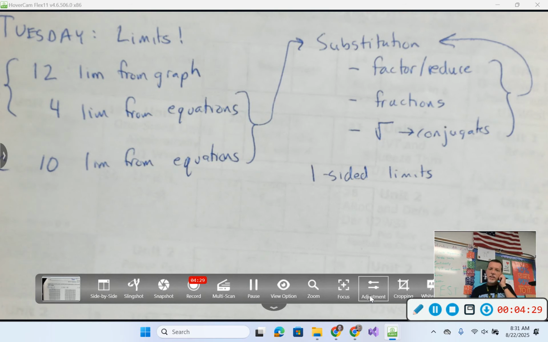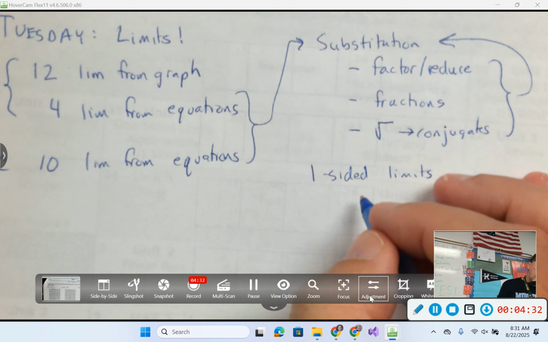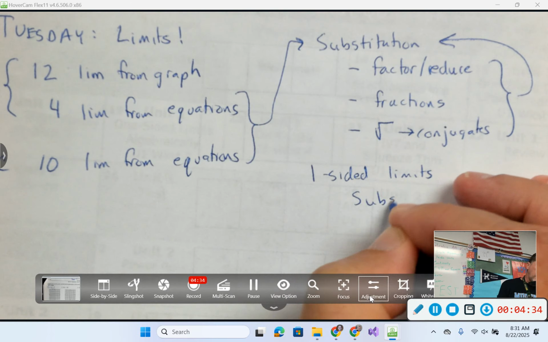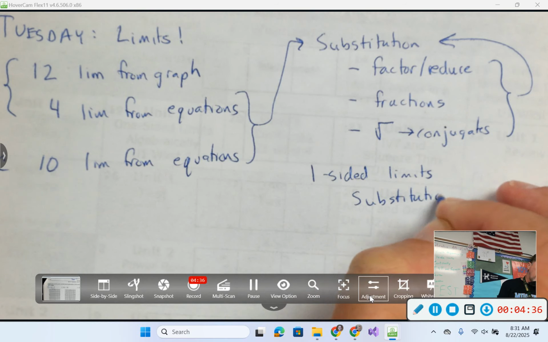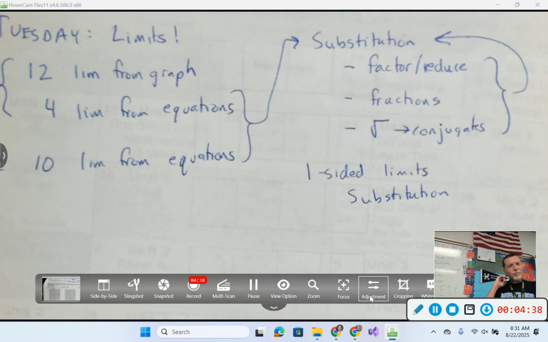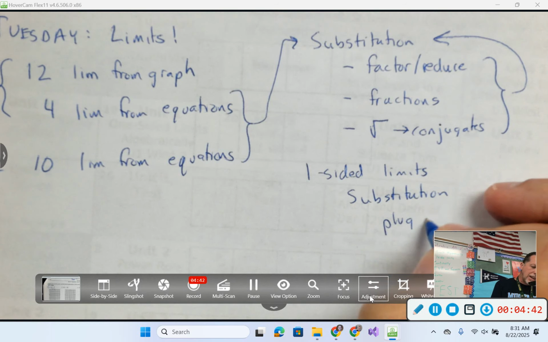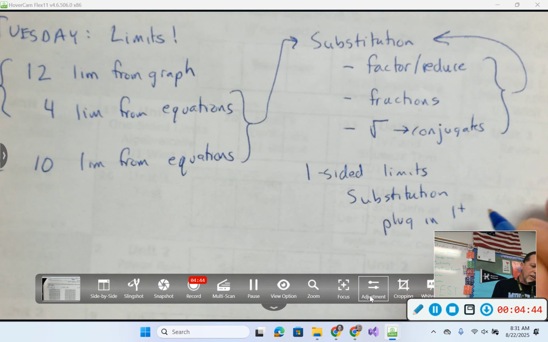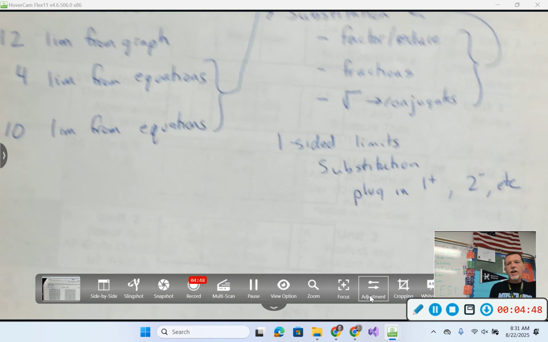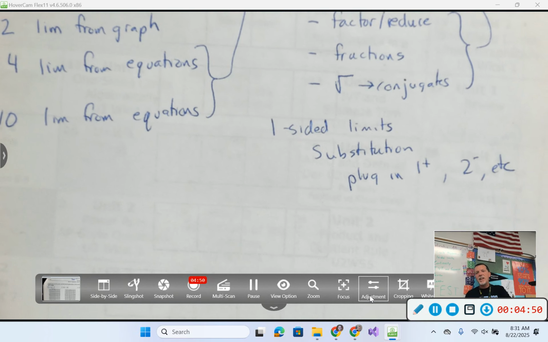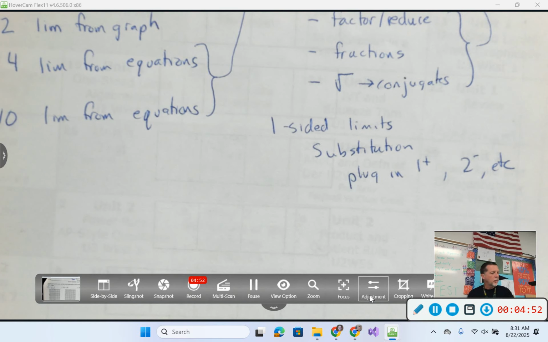For one-sided limits, again, you try substitution first. And that rarely works. And then you have to try plugging in a little more than or a little less than. Right? And you're worried about positive infinity and negative infinity for those one-sided limits.